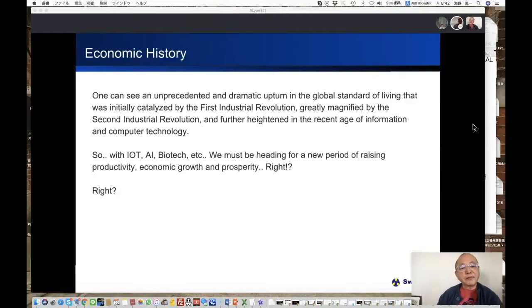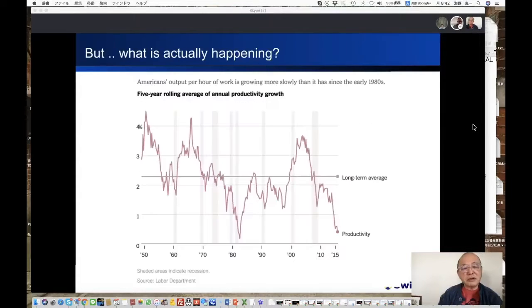Okay. So we can see an unprecedented dramatic upturn in the global standard of living that was initially catalyzed by the first industrial revolution, greatly magnified by the second industrial revolution, and further heightened in the recent age of information technology and computer technology. This is the point. So you use IoT, AI, biotech. Yes. We must be heading for a period of rising productivity, economic growth, and prosperity, right? This is your voice saying right, but you said no, right? Yeah, exactly. So that's not.